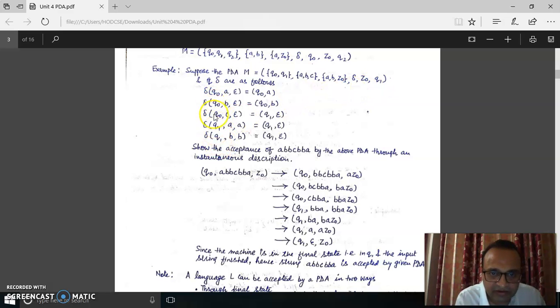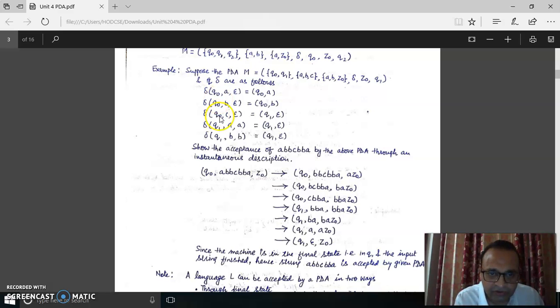And the transitions are given like this: if the machine is on Q0 state and A is there, whatever the stack top symbol is, this epsilon represents that. It means we don't know what is there on the stack top. Whatever the symbol is on the stack doesn't matter. So what is happening? We are pushing A. Here, if the machine is on Q0 state and the input symbol is B, whatever the stack top symbol is, we are simply pushing B also. It means if A is coming, we are pushing A. If B is coming, we are pushing B.